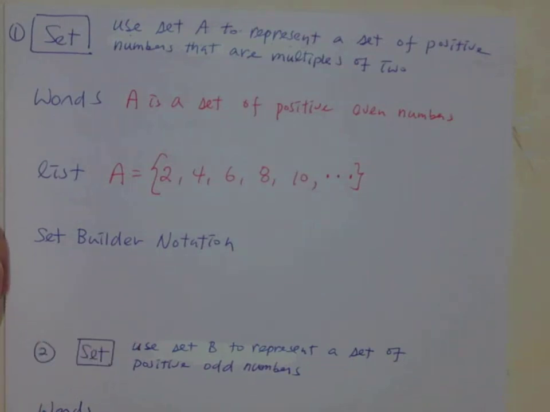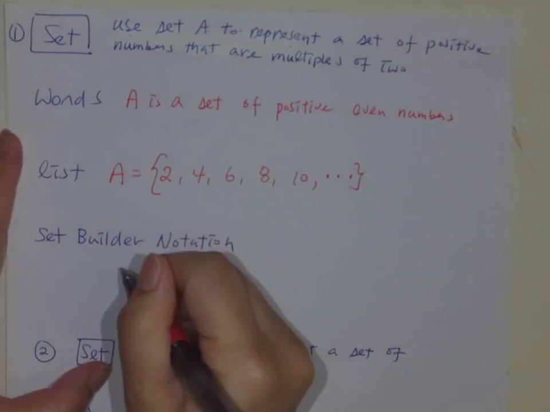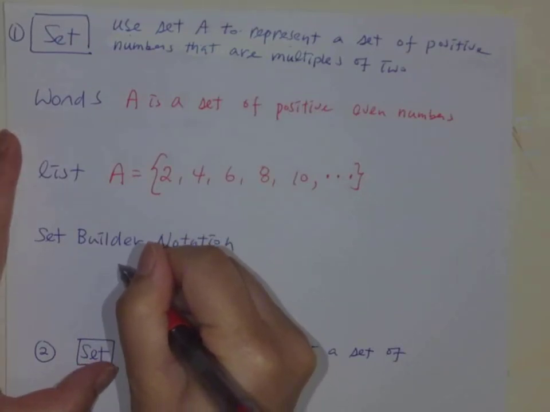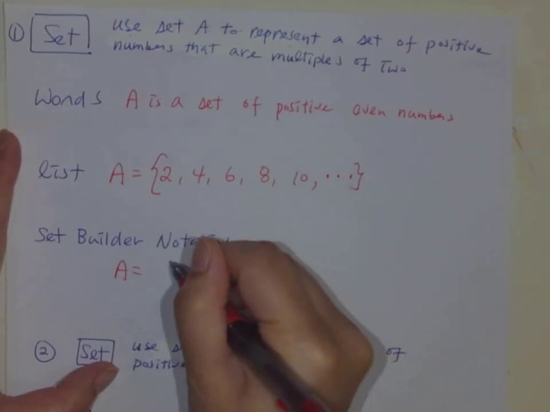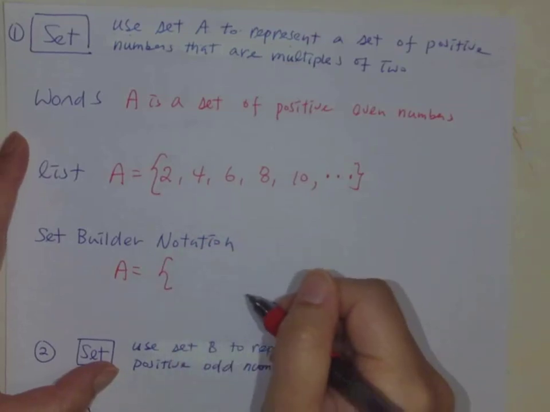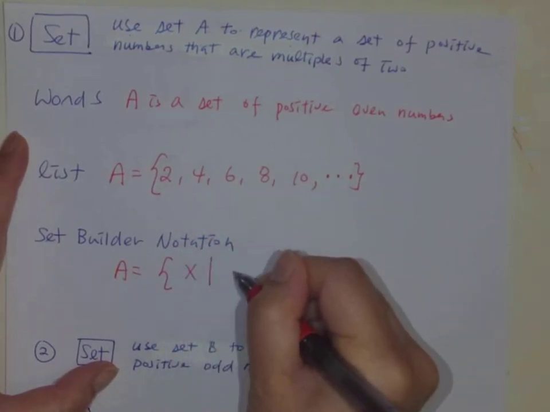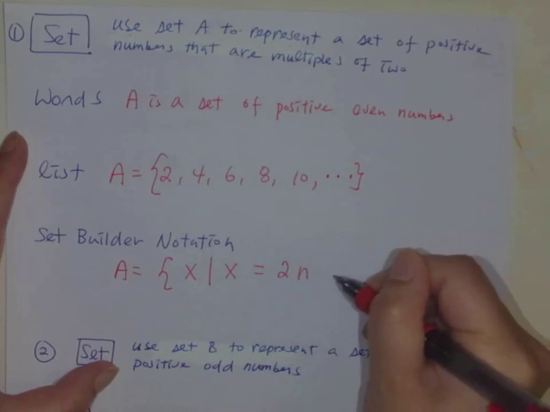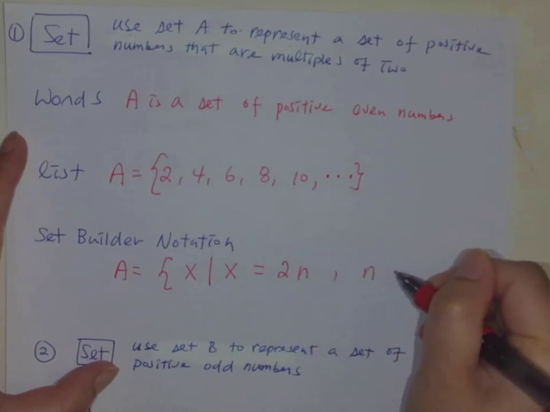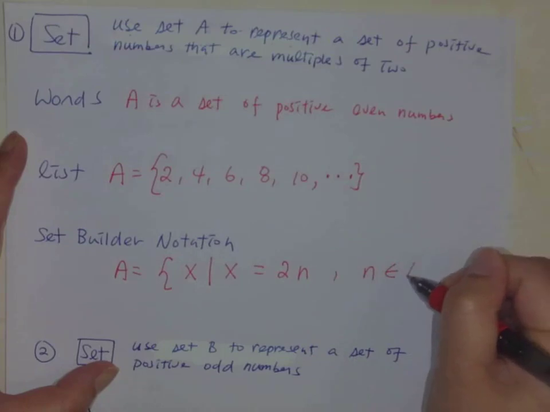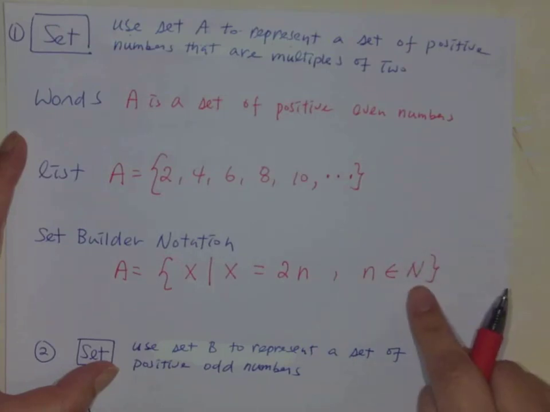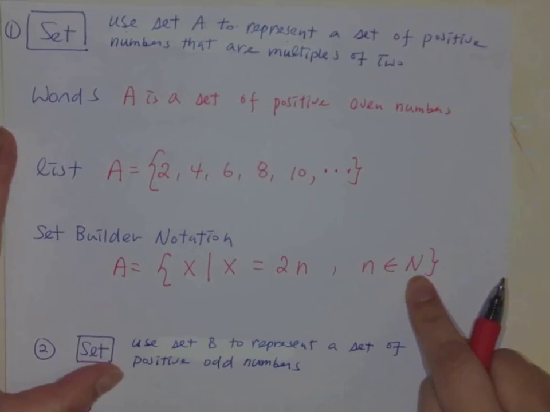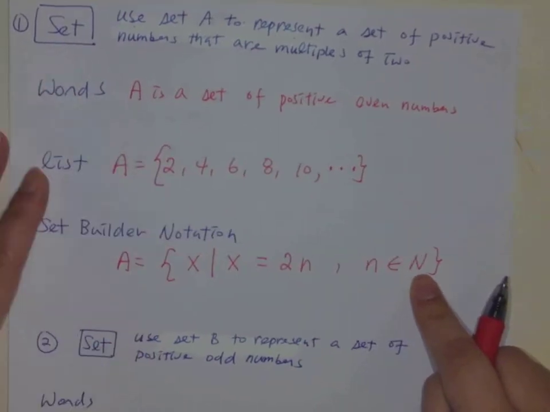The set builder notation is a little bit more complex, so if it's on the test, it would be like extra credit or something. I'm going to say A equals, and they have a certain format to write. I'm going to say x such that x equals 2 times something, and this number n needs to be a member of the natural numbers. Natural numbers don't include 0, right? So that would be okay because I didn't include 0 here.